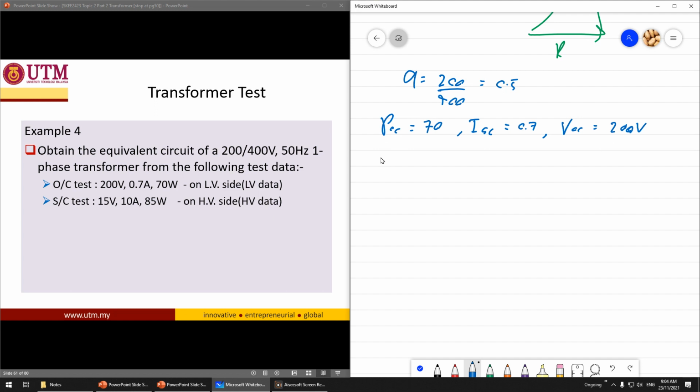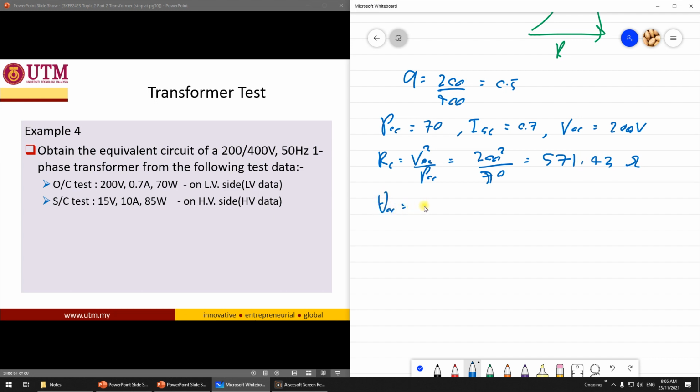Remember the open circuit test. So RC is equal to V squared divided by POC. Okay, so V squared is 200 squared divided by P is 70, equals to, so RC is 741.43 ohm. Okay, so you have to find the theta.